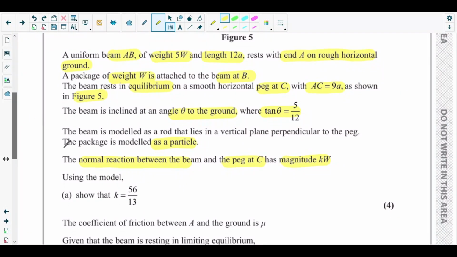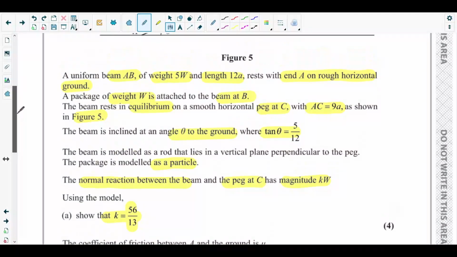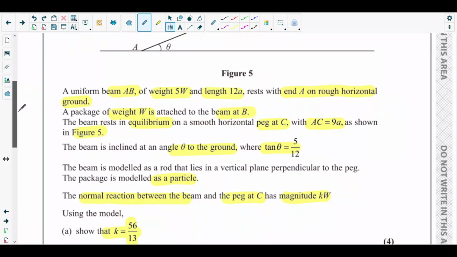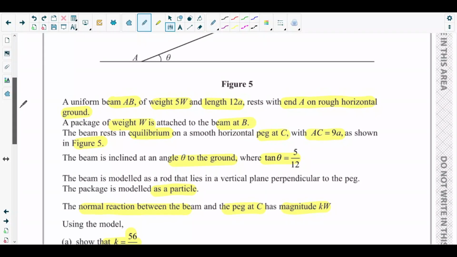Fine. So using the model, part A is asking to show that the value for K is 56/13. So we need to find out the value for K. What is K? K is basically the normal reaction between the peg and the beam.